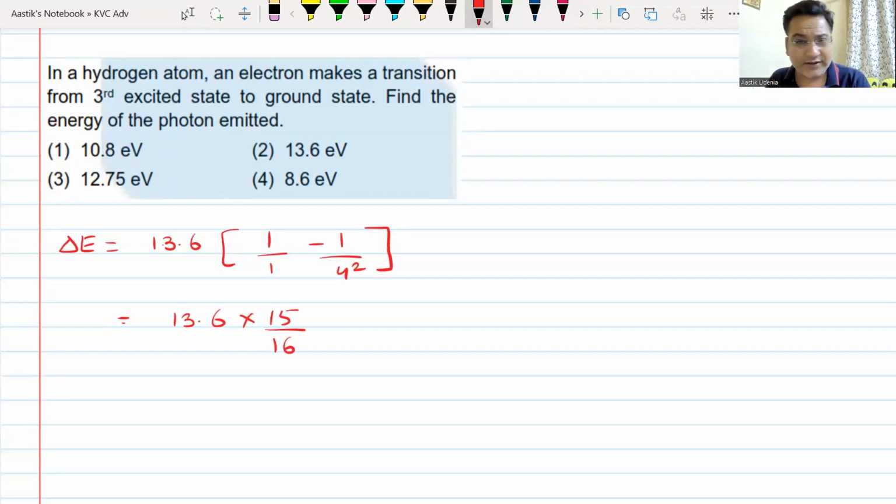Do you need to calculate this? No, sir. No, you don't need to calculate this. As soon as you look at the option, you get the answer, and the answer happens to be how much? 12.75. Do we understand this? We don't need to do this. We get this? Shall we move on to the next question?